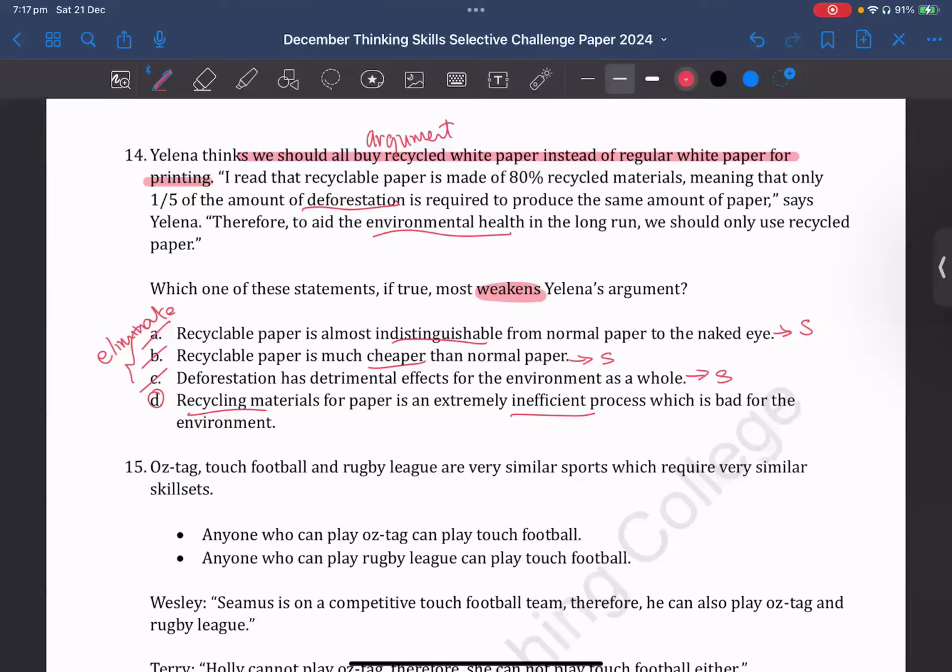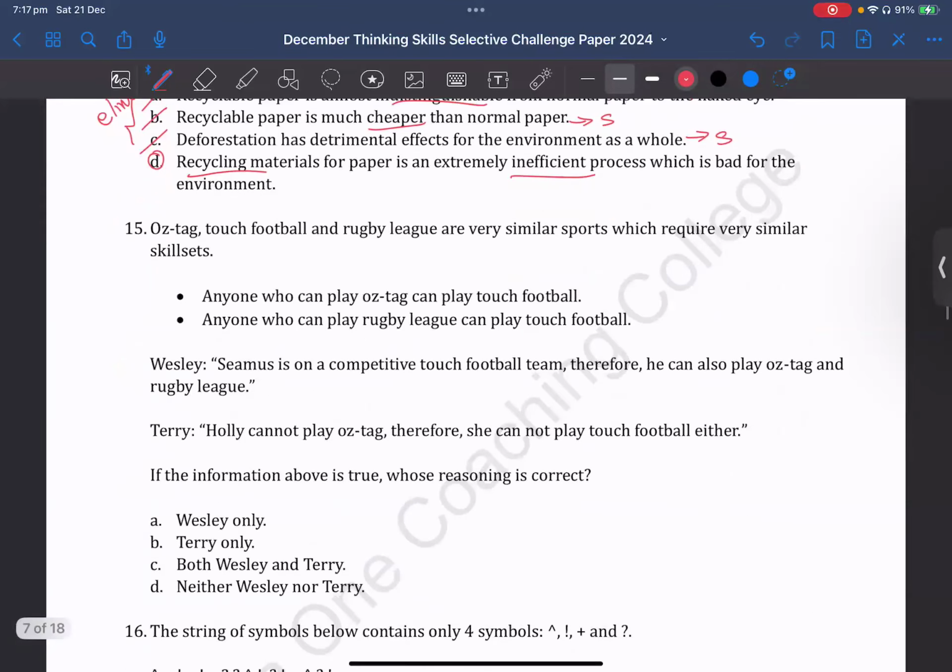Okay, OzTag, touch football, rugby league are very similar sports which require the same skill sets. Anyone who can play OzTag can play touch football. Okay, cool. So Wesley is saying Seamus is on a competitive touch football team, therefore he can also play OzTag and rugby league. But once again, it's that horse, 4 legs logic. And that's why this person's actually wrong, because we cannot use backwards logic.